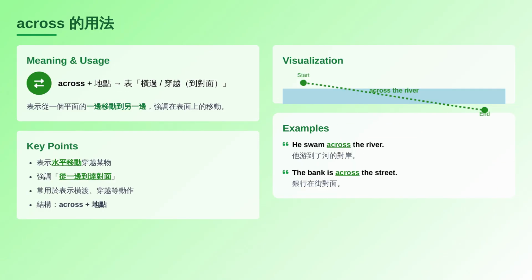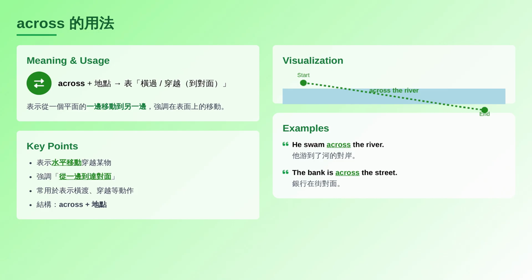Usage of across. Meaning and usage: across plus location indicates crossing to the other side. It indicates movement from one side of a surface to the other, emphasizing movement on the surface. Key points: it indicates horizontal movement across something. Emphasis on getting from one side to the other side, commonly used to indicate actions such as crossing or passing through. Structure: across plus location. Visualization: something moves from its starting point and passes the river to its ending point.